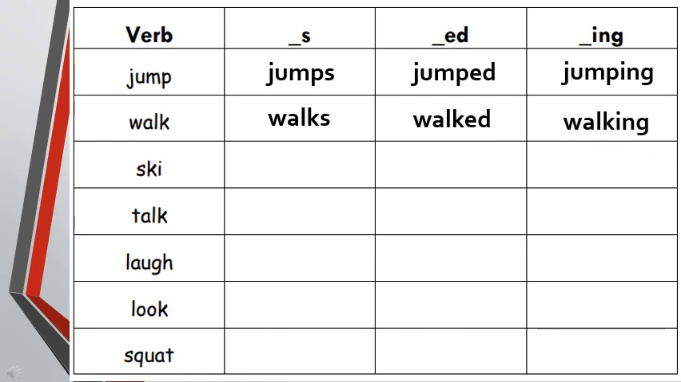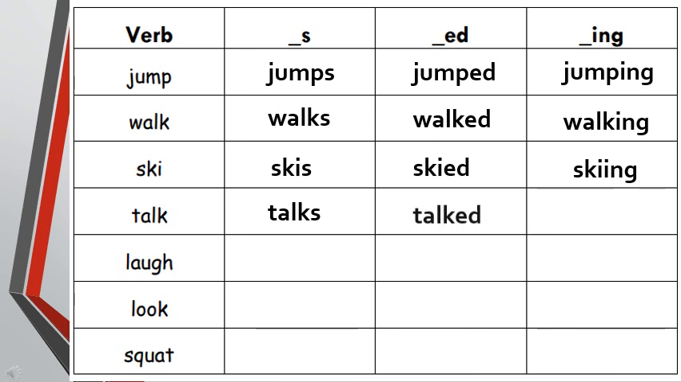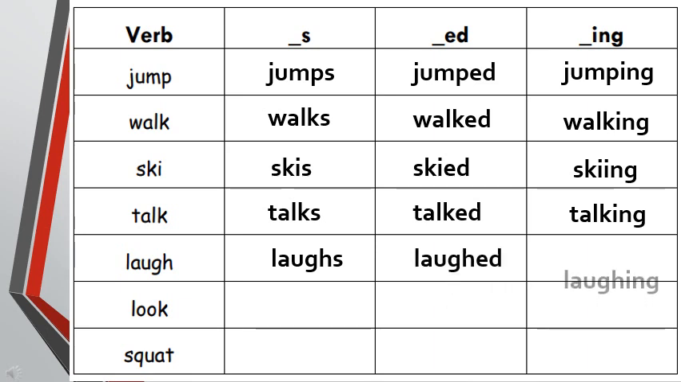The next one, ski. Skis, when you have the S. Skied, if you have the ed at the end. And skiing, if you add the ing. Here's the next one, the root word talk. Add the S. Talks, ed, talked, and ing, talking. Then we have laugh. Add the S. Laughs, ed, laughed, and ing, laughing.